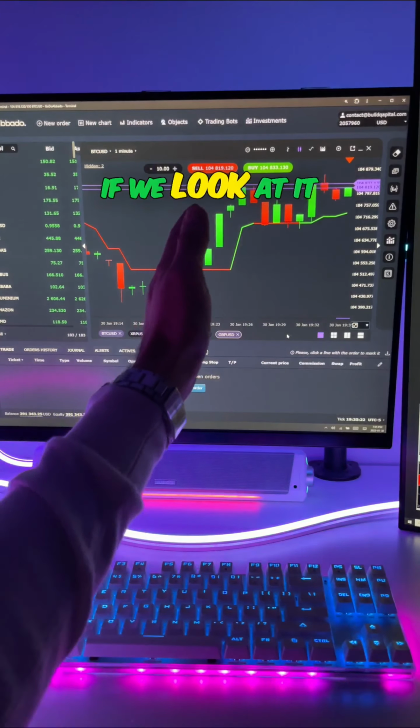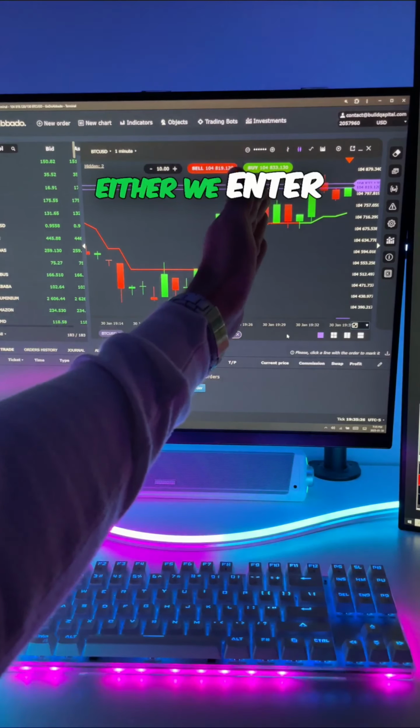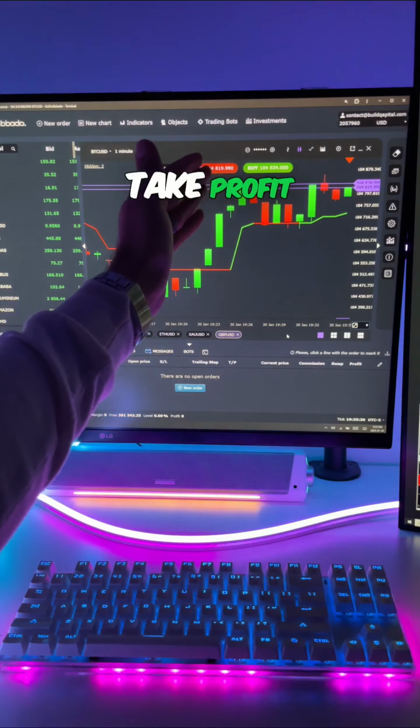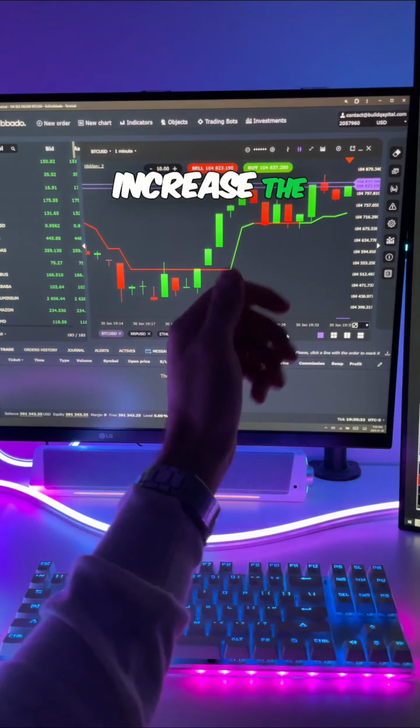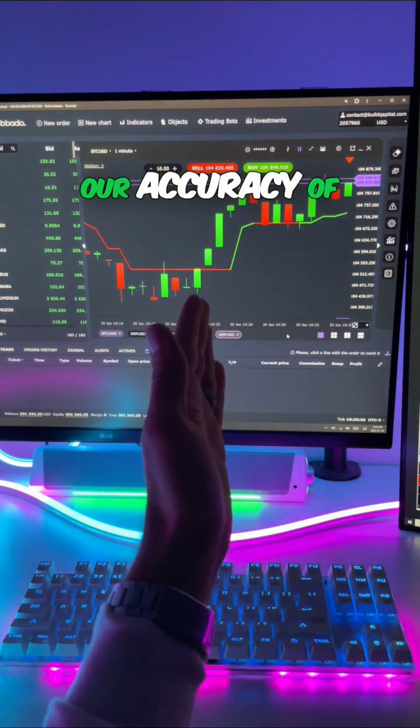Now, guys, if we look at it really, it's always a 50-50 chance of getting the trade right. Either we enter a buy trade and we'll hit take profit, or we'll enter a sell trade and we'll hit take profit. But how do we increase the chances? How do we increase the accuracy of our trades?